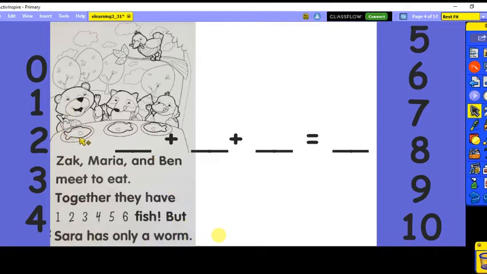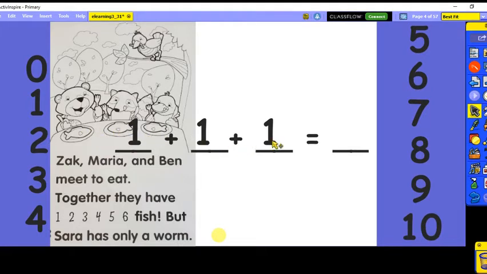Zach has 1 fish, so that's 1, plus Maria has 1 fish, and Ben has 1 fish. So let's see. 1 plus 1 plus 1. Let's count and see how many there are. 1, 2, 3.